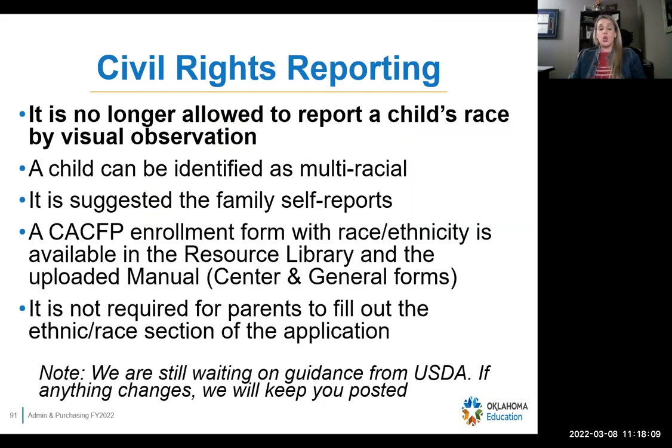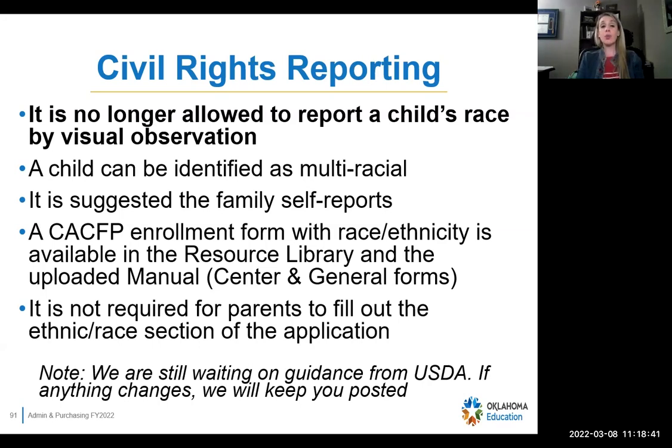Something else that is new is it's no longer allowed to report a child's race by visual observation. That includes us too; we used to do that when we were there. A child can be identified as multiracial. It is suggested for the family to self-report. A lot of them don't, but they can self-report on the application. And again, with the new CACFP enrollment form, we do have race and ethnic information on it, so you can give it to them.